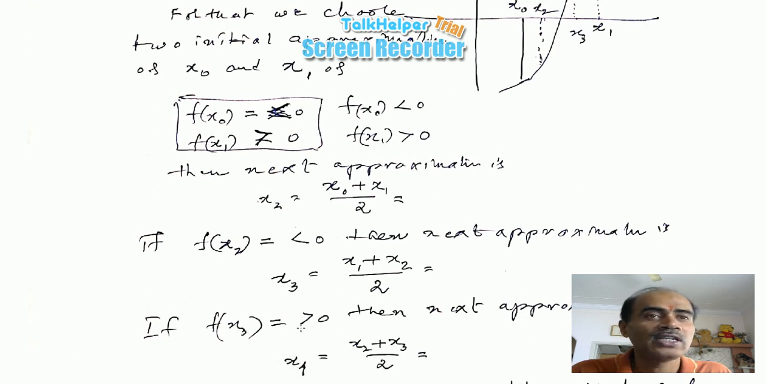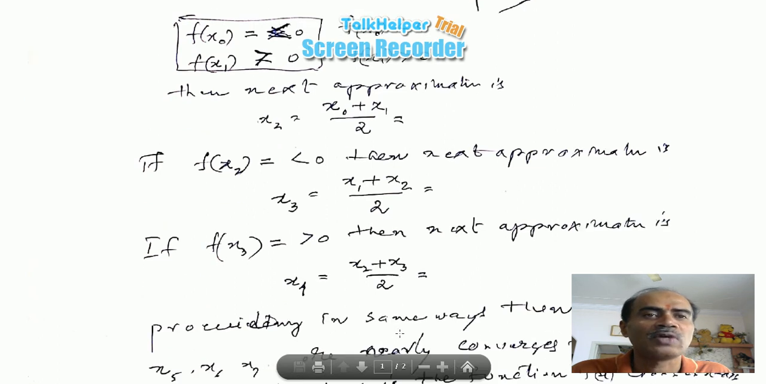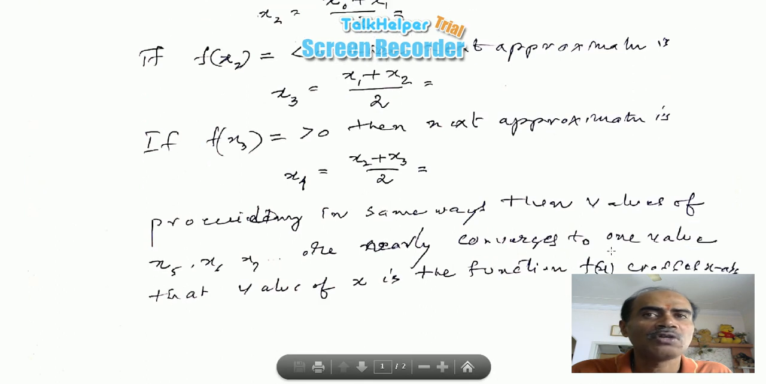If you get a positive value, then proceed in the same way as we did previously. We choose the fourth approximation x4 as the sum of these two values divided by 2, and proceeding in the same way we get the values x5, x6, x7, x8. All these values keep changing, and they converge to a single value.